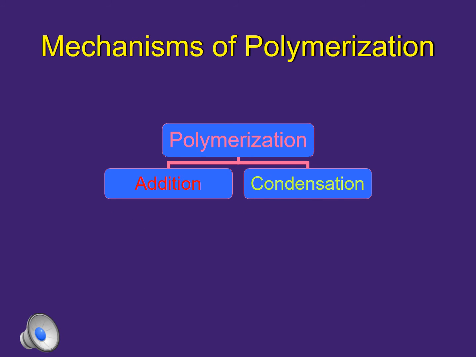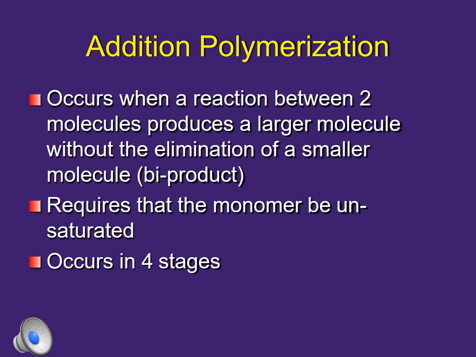Mechanisms of polymerization. Polymerization is the process of preparing polymers from monomers, and it is done by two mechanisms, which are addition polymerization and condensation polymerization. Addition polymerization occurs when the reaction between two molecules, either the same to form a homopolymer or dissimilar to form a heteropolymer, produces a large molecule without the elimination of a smaller molecule, a byproduct.